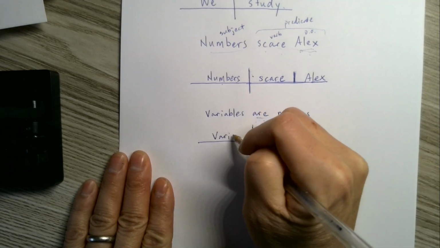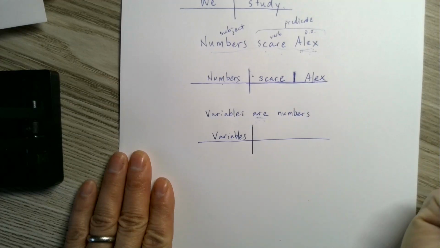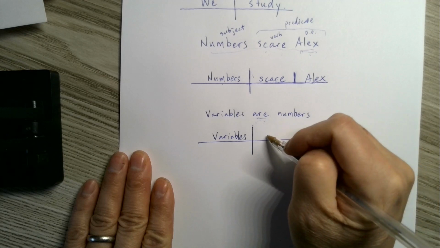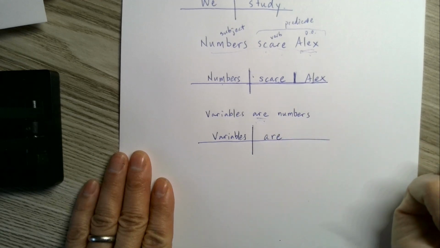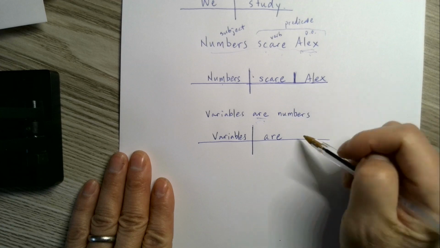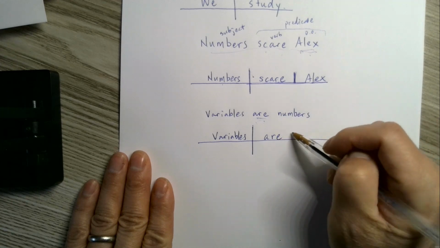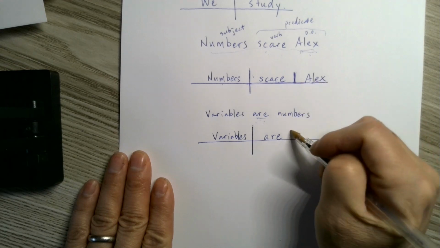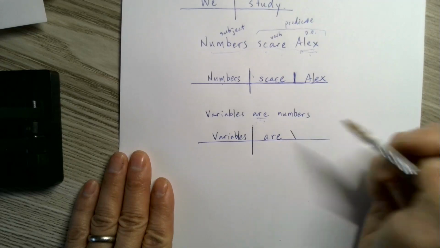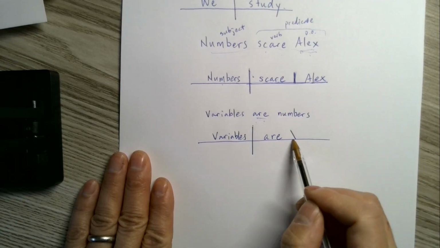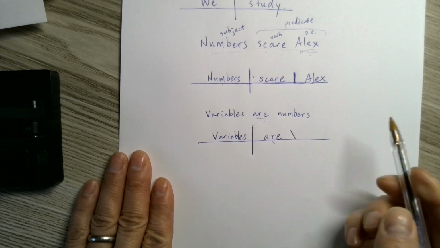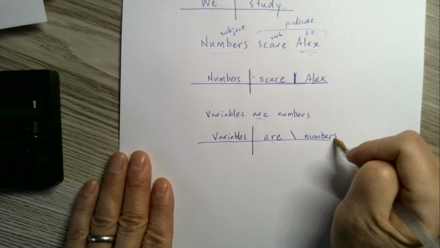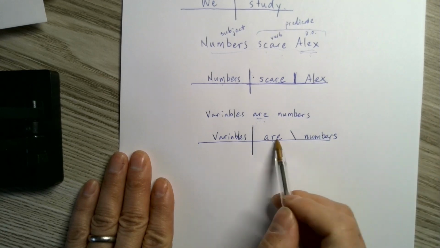Okay, so variables goes where the subject goes. I divide my sentence up, now the predicate. Are is a verb, so I will put it there like normal. But since it's a different kind of verb, I can't put that vertical line here like I did here. So I will put a line that is a backward slash like this to show that this is a different kind of verb. Now I still put numbers here because, what are the variables? The variables are numbers.